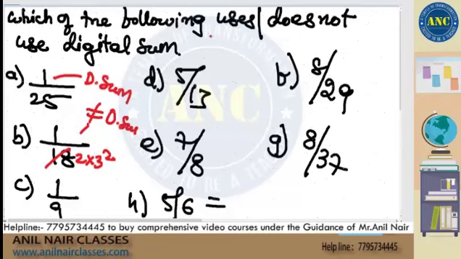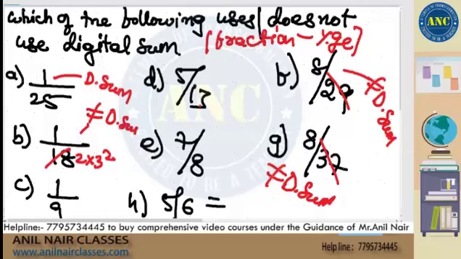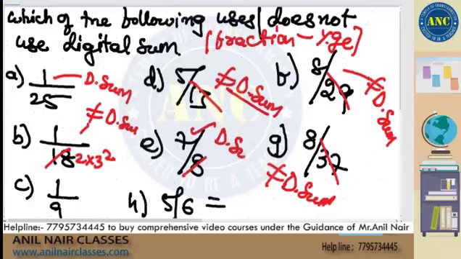If the fraction is converted into percentage, we cannot use a digital sum if the denominator is other than 2 and 5. Cannot use a digital sum because the denominator is, it is 2 cube, so you can use a digital sum here. It is 2 into 3, so it cannot use a digital sum. Absolute clarity. I hope you got it right, sir. Any doubts, please ask me.